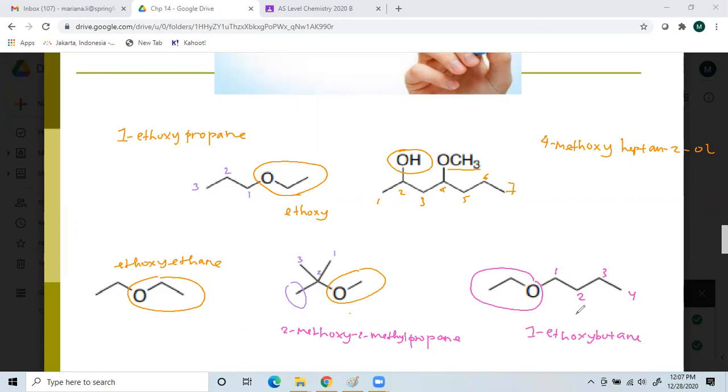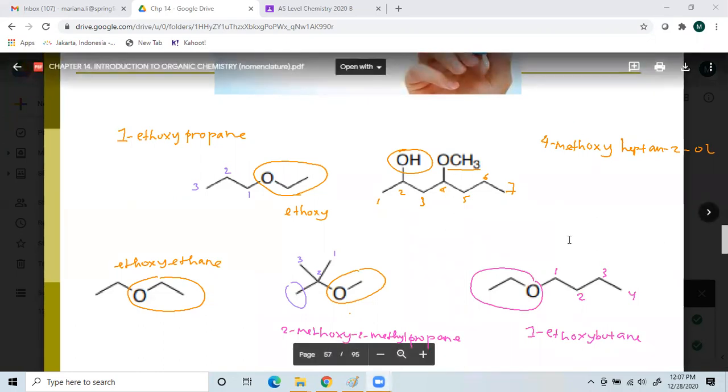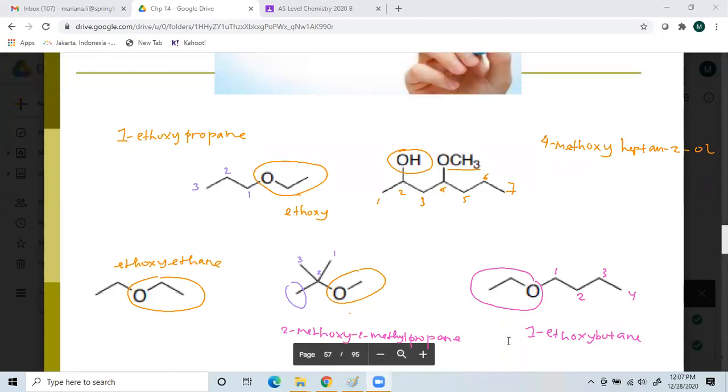Okay, we are done with ether. These 3 compounds can also have a trivial name. So let's say we have this. What's the trivial name for this? 1-ethoxypropene. Let's say I want to make the trivial name for this. Alkyl ether. This is ethyl and this is propyl, right? 1, 2, 3. So the name will be ethyl propyl ether.